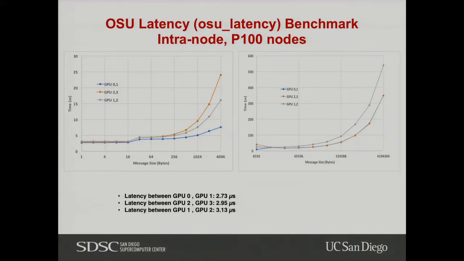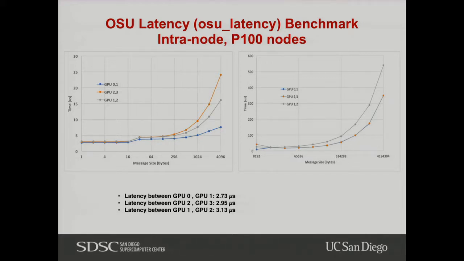So very similar results in this case. So if I go to, so again, the same thing. Now 0, 1 is the case where you're on the socket with the HCA. So it's a little different. And then 2, 3 is on the socket without the HCA. And then 1, 2, you're basically going across.